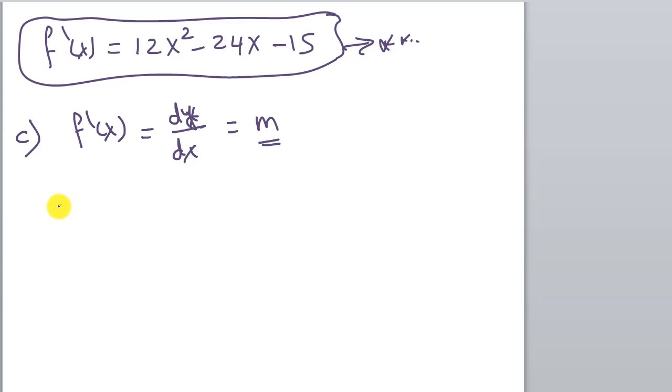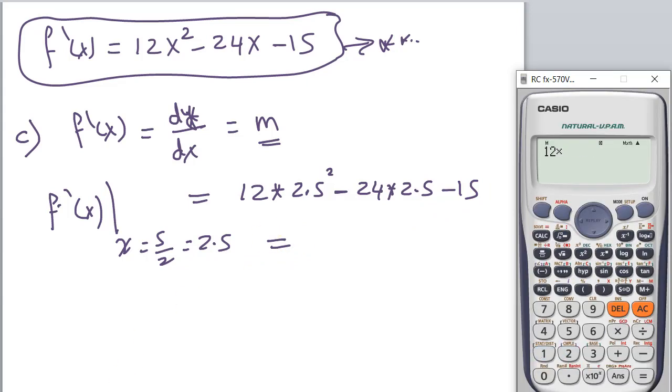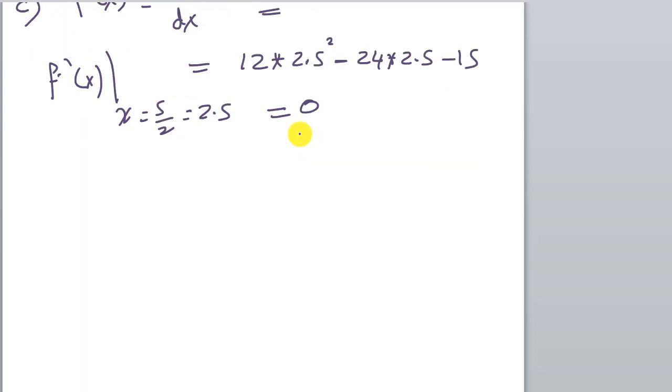Now we have f dash of x, which is the slope of the tangent at x equal to 5/2, which is 2.5, will equal to 12 multiplied by 2.5 squared minus 24 multiplied by 2.5 minus 15. Let us bring our calculator: 12 multiplied by 2.5 squared minus 24 multiplied by 2.5 minus 15. The answer is 0. So the tangent now has a slope equal to 0.